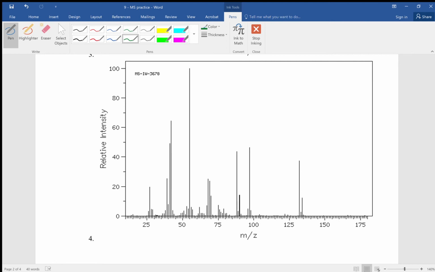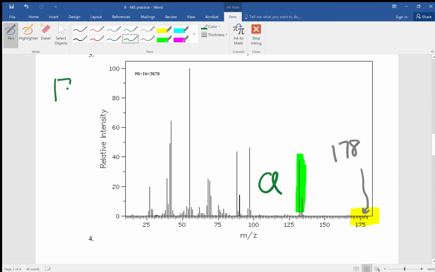All right, in number 4, probably the first thing that's most challenging is to find the parent peak. It's here. It's just very, very small. But if you look carefully, it's right there at 178. The second thing you might notice is we have these two peaks here that are 2 mass units apart at a ratio of approximately 3 to 1. So we can be fairly certain that we have a chlorine in this molecule.